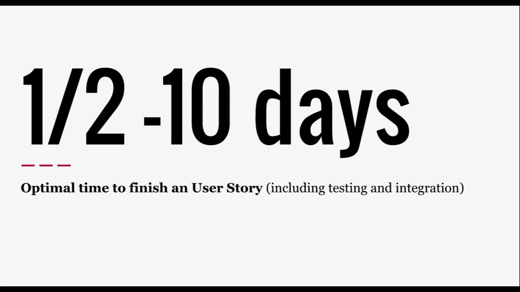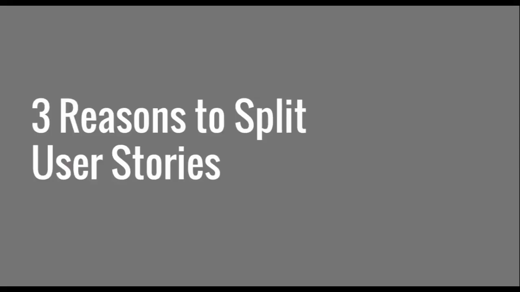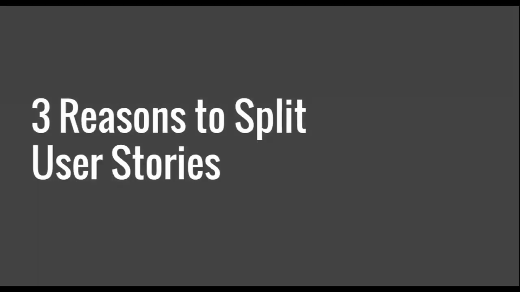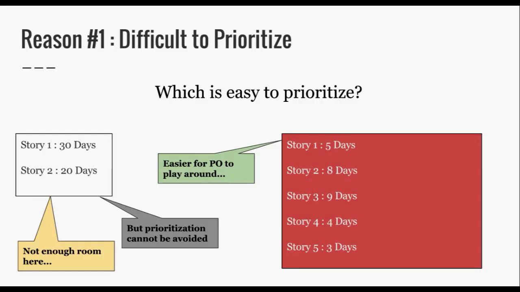Here is an optimal time to finish a user story. It's about half a day to 10 days of development effort. When I say development, it means it includes everything. It includes the testing, the coding, and the integration of the user story with the other stories or other parts of the application. There are three reasons why we have to split user stories. Let's go through them one by one.